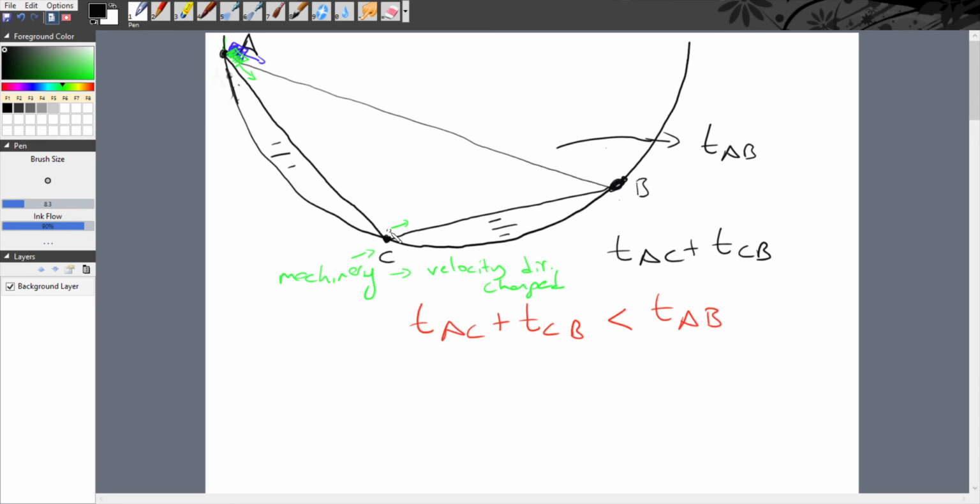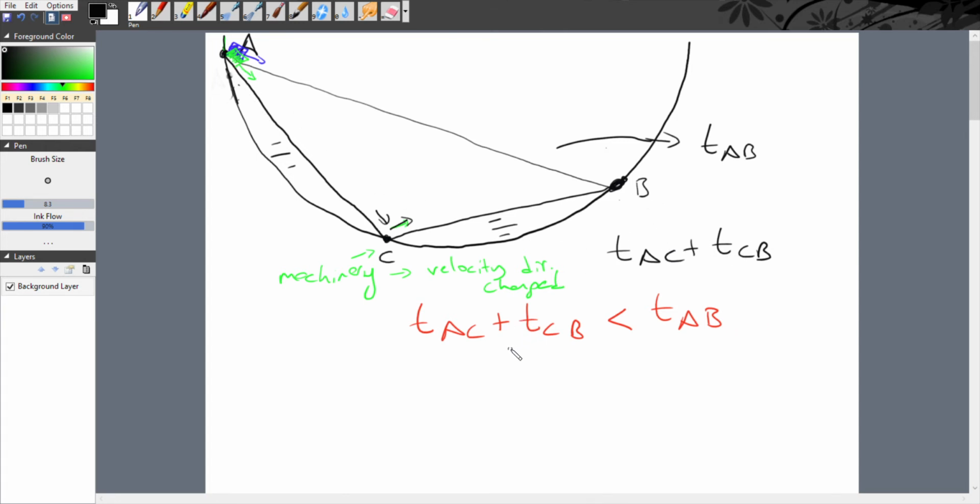And then we have machinery at point C, which just changes the direction of velocity of a common object from here to here. So it means if we let an object slide from here, it will come to point C and it will change its velocity to go to B. And the duration of time will be given by TAC plus TCB regarding the points.